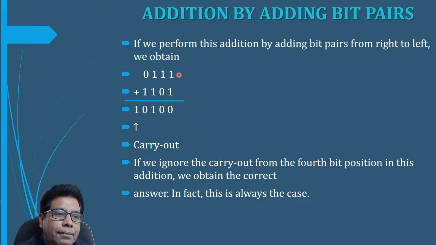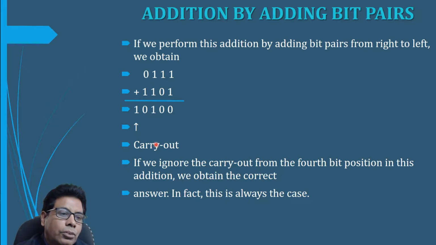So when we add 1 plus 1, that will give us 0, carry 1. So 1 plus 1, again 0, carry 1. So 1 plus 1 plus 1, that will give us 1, carry 1. So 1 plus 1, 0, carry 1. So this is the carry out.